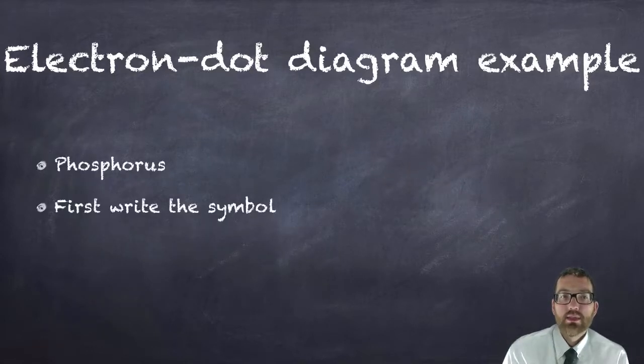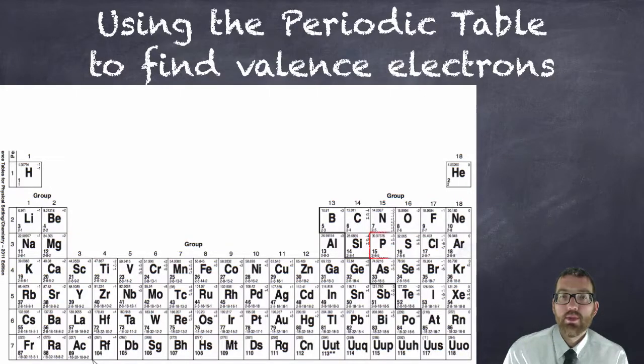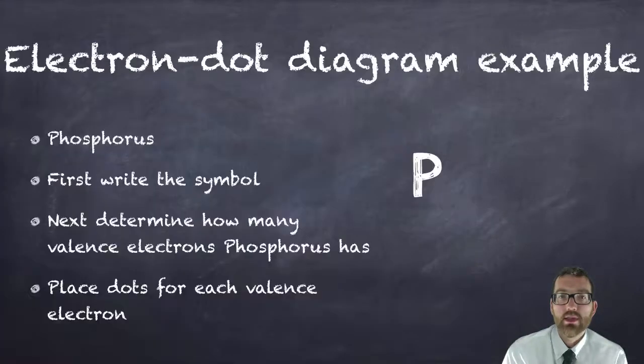Next is phosphorus. We write the symbol for phosphorus, which is P. Find phosphorus on the table, element 15. It's also in group 15, which means it has 5 valence electrons. So then we draw the 5 dots representing those 5 valence electrons.